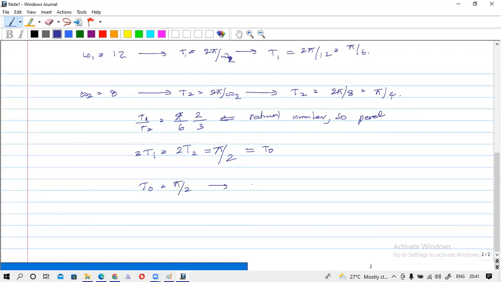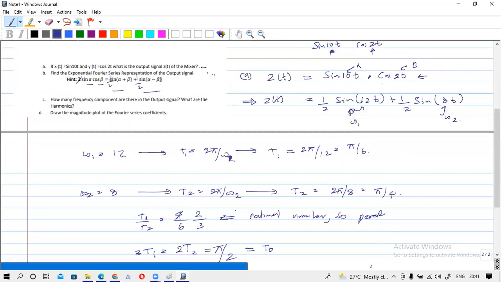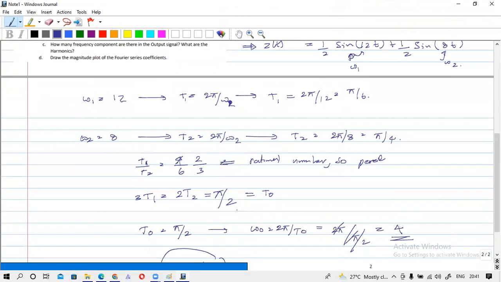You know that omega naught is equal to 2 pi by T naught. So you have 2 pi by pi by 2. The pi cancels out, and the 2 goes up, so you will get 4. This is the omega naught of the composite signal, that is 4. This result is very important: omega naught is 4.